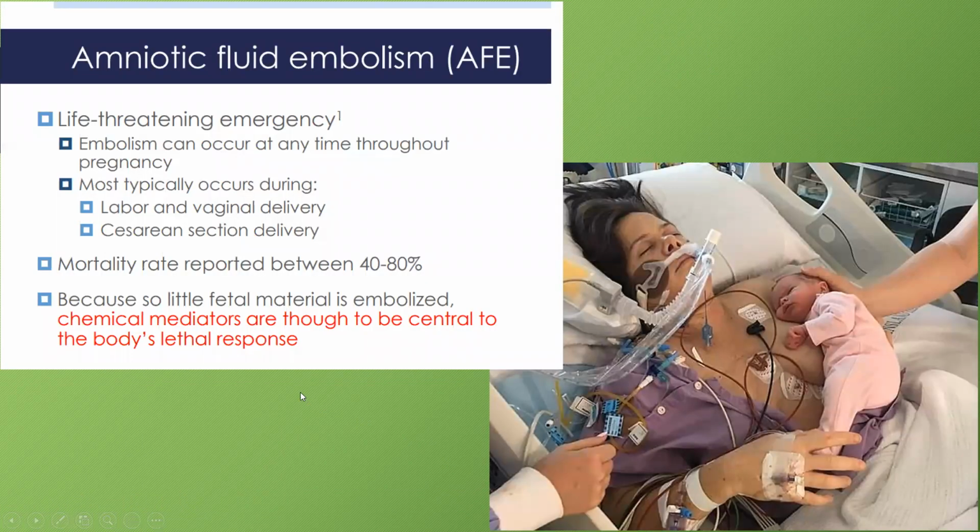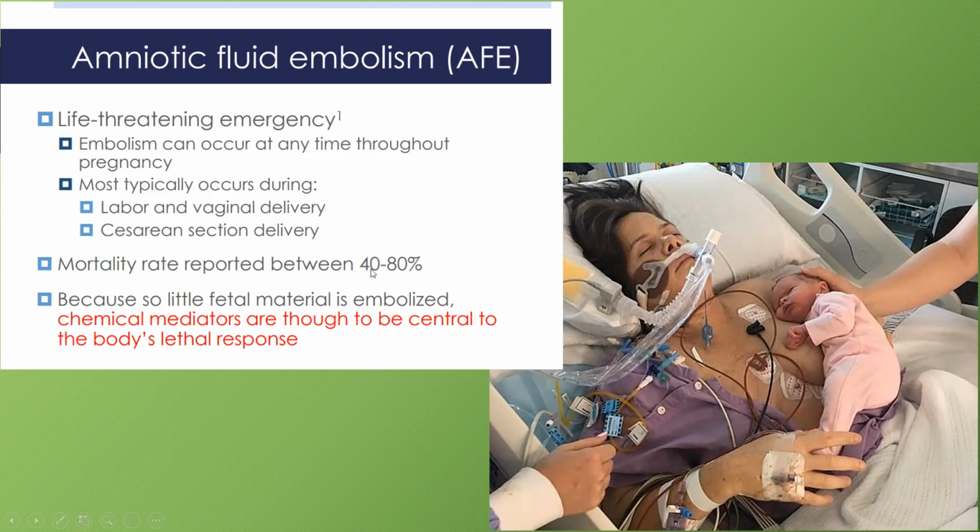Now, thankfully, this is a fairly rare event, and unfortunately, the mortality rate is 40 to 80%. Now, there have been some survivors. You can find lots of stories about these survivors. This is a particular one that was put on the internet.